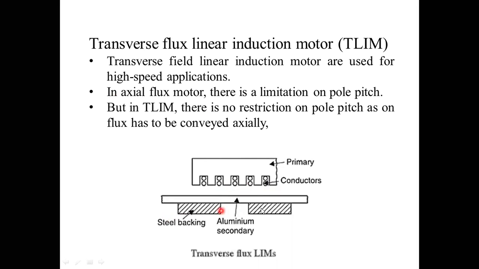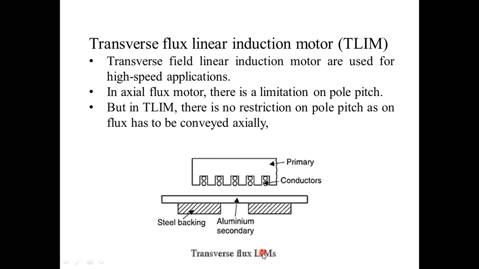Next, this is the transverse flux linear induction motor single line diagram. This is the primary and this is the secondary, an aluminum secondary, and some steel backing is also placed. Iron backing or steel backing, but mostly steel backing is used due to rust in the iron. The primary has slots, and the conductors are placed within the slots of a three-phase winding, and the aluminum secondary has been placed onto the primary. This is the transverse flux linear induction motor.